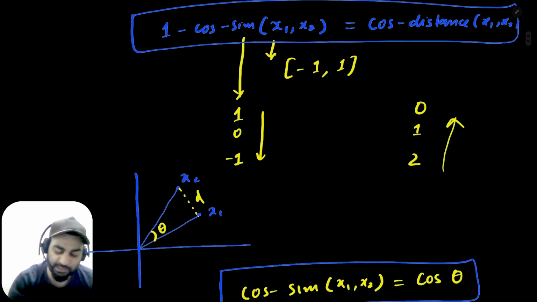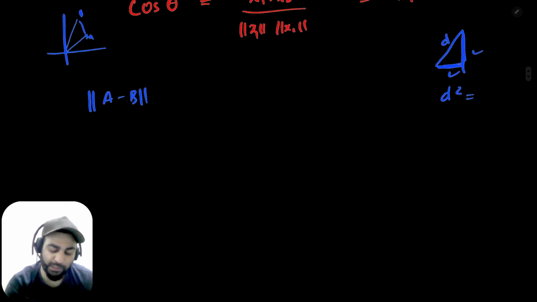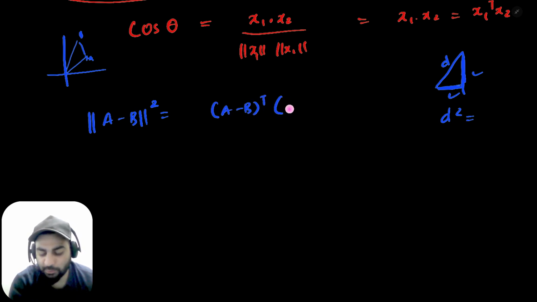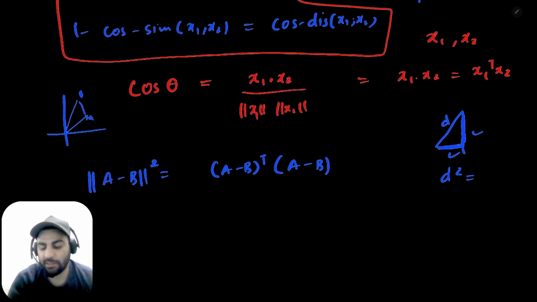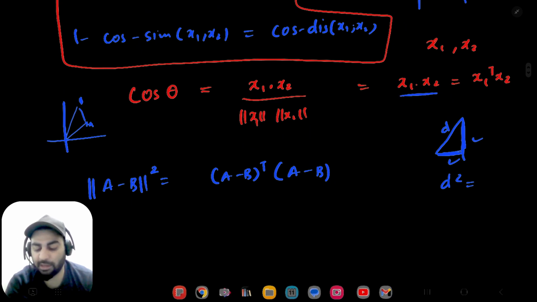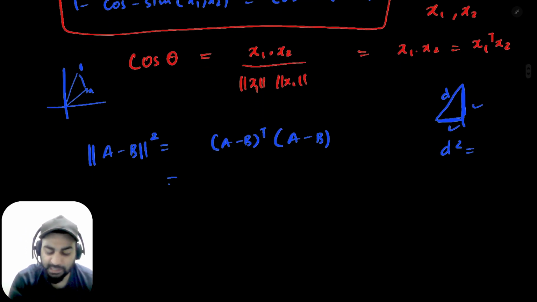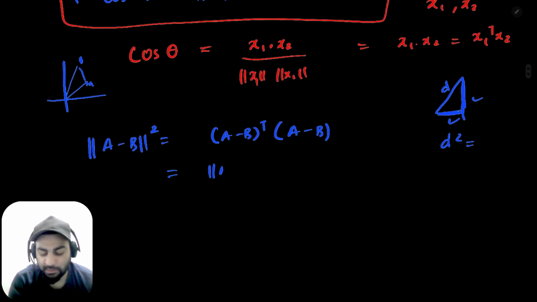So that's what I'm saying, a minus b whole square. In terms of algebra, I can write it like this: a minus b transpose into a minus b, the way I wrote it here. So x1 dot x2, you can write it like x1 transpose x2. That's what I did here. Now you can just expand it, so you will get a square plus b square plus 2a transpose b.